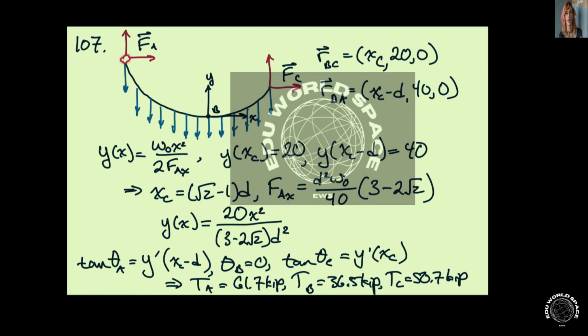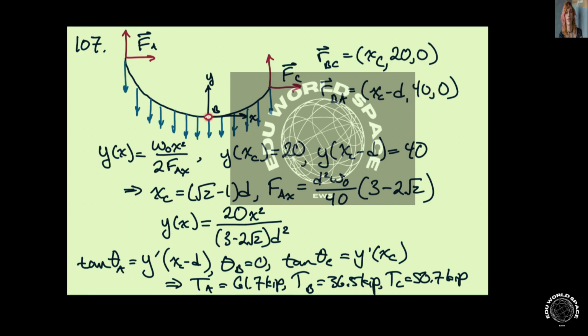And this point here, we know that the distance here is, I'm going to call it d. Actually, in the problem it's given as 100 feet, but I'm just going to call it d for now. So the coordinate of this point is xc minus d. Okay, so this is going to be a negative value. And we know that it is 40 feet above the minimum point of the cable here.